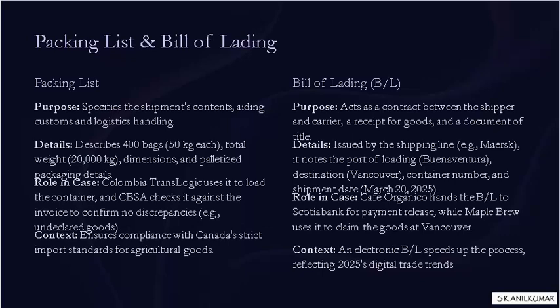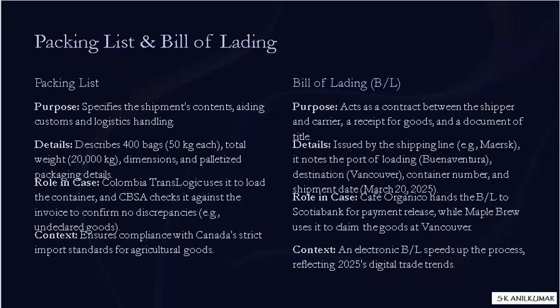The bill of lading is important because it acts as a contract between the shipper and the carrier. It's a title document, it's a control document, it's a receipt for goods, and it's a document of title. The details mentioned in the bill of lading are who issued it, who is the carrier, who is the agent. For example, Maersk. It will say from which port to which port and in which vessel. That's the destination and load port, Buenaventura, Vancouver, etc. The container number, the shipment date, when it was put on board, etc.